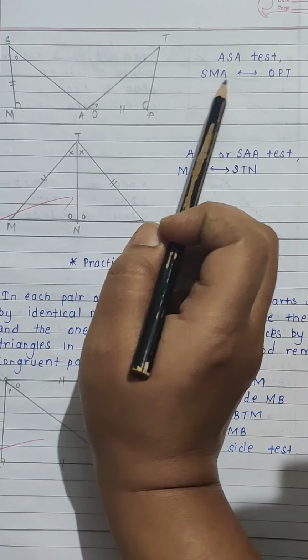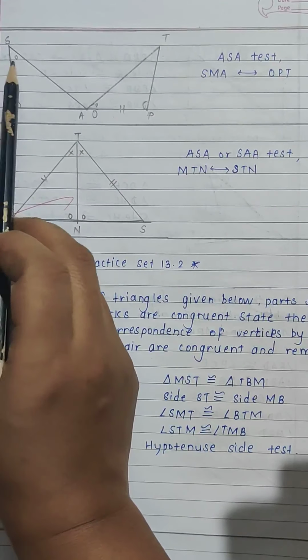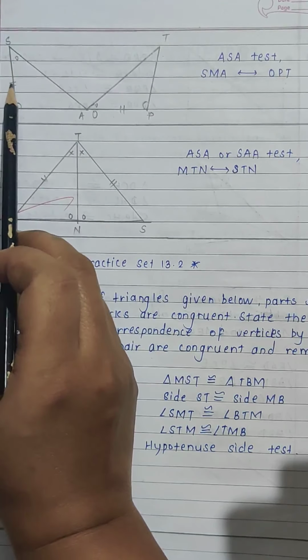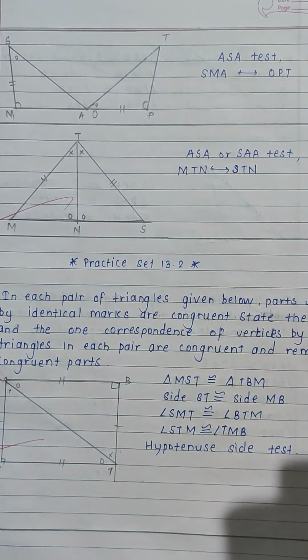So A with T. And here we can see that both the triangles are having angle, side, angle. So these two triangles are congruent by angle, side, angle test.